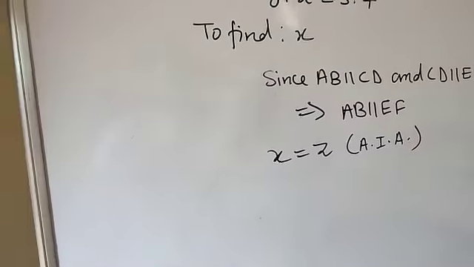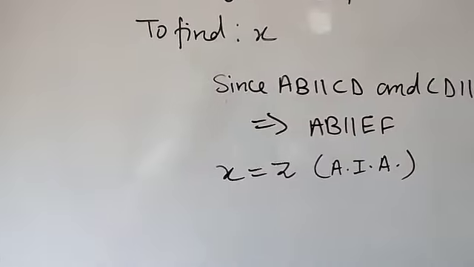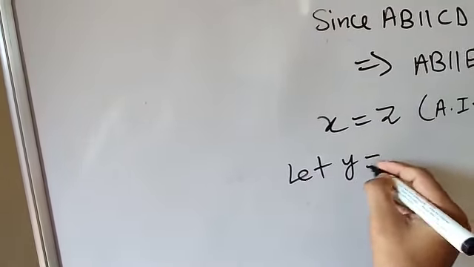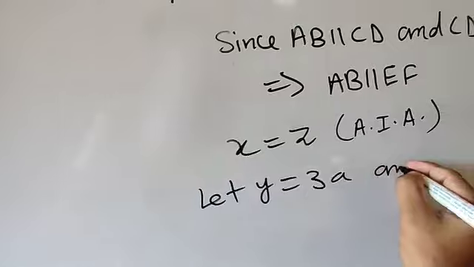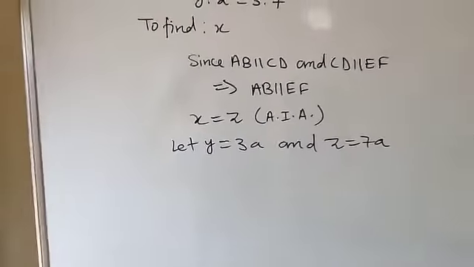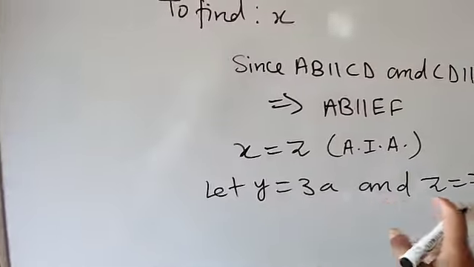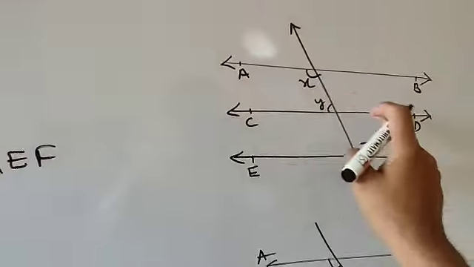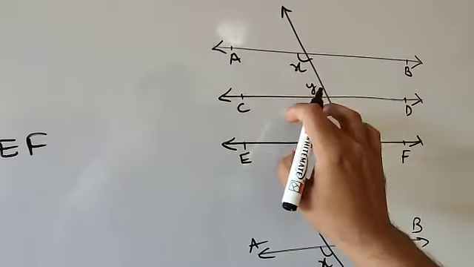Now students, it is given that Y ratio Z equal to 3 ratio 7. So we can write, let Y equal to 3A and Z equal to 7A. Ratio is given 3 ratio 7, so let Y equal to 3A and Z equal to 7A. Now here students, AB and CD are also parallel, AB parallel to CD.